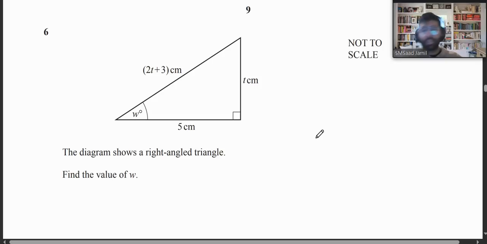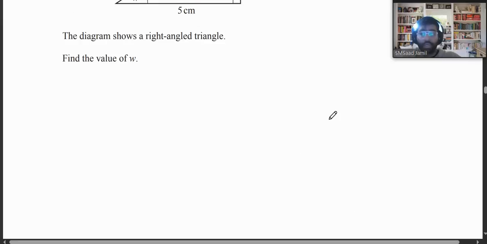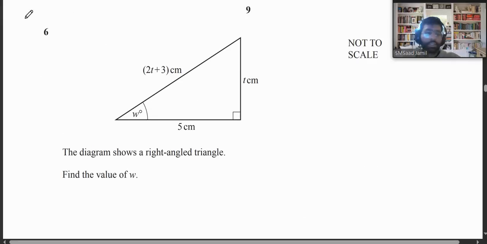Look, this is Pythagoras theorem. Find the value of W. How much marks is it? 7 marks. Oh my gosh. Now I'll tell you how we solve this question. First of all, you guys will find the value of t. How will you find the value of t? You will use Pythagoras theorem.